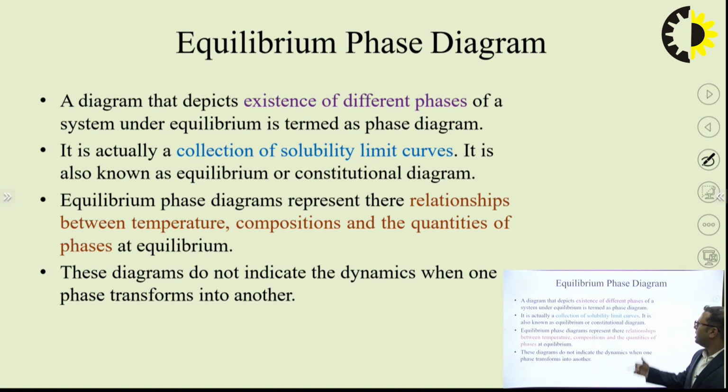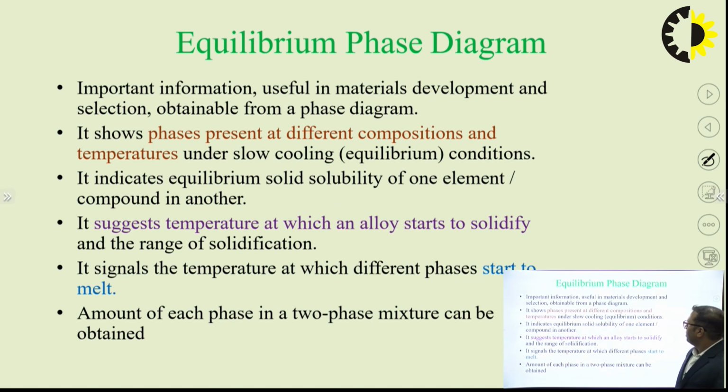An equilibrium phase diagram is the diagram that depicts the existence of different phases of a system under equilibrium, and this type of diagram is known as the phase diagram. It is actually a collection of solubility limit curves. It is also known as an equilibrium or constitutional diagram. It represents the relationship between temperature, composition, and the quantities of phases at equilibrium. These diagrams do not indicate the dynamics when one phase transforms into another. So it shows the phases present at different compositions and temperatures under slow cooling.